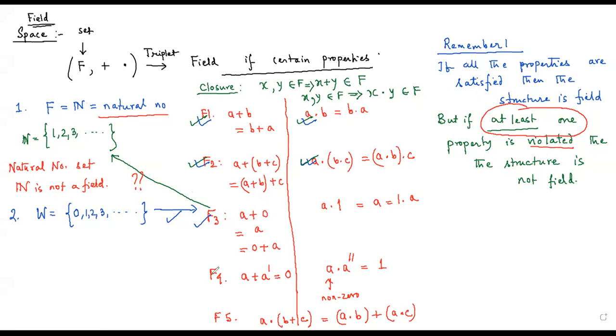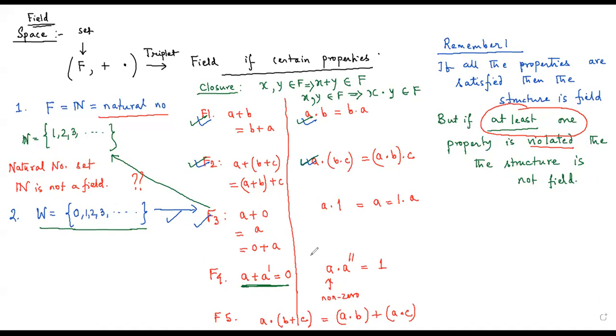But when we go to F4, again, we are faced with a problem, because F4 demands that to every element A, first of all, let's talk about the addition case, there must exist an element A prime, so that when they are added, the result is 0. In this particular set, no such element is present. We cannot find an element which, when added to another element, gives you 0. So this is not being satisfied.